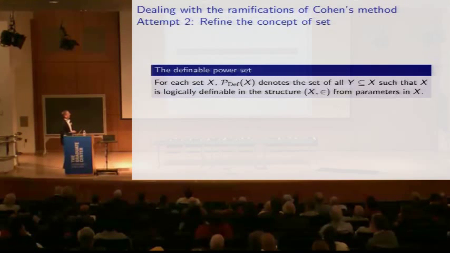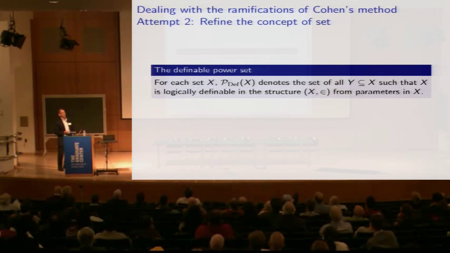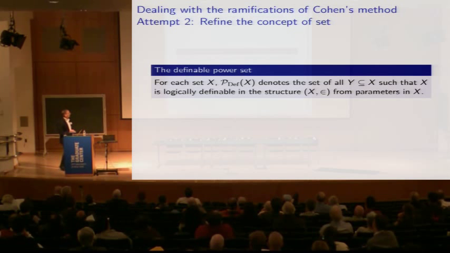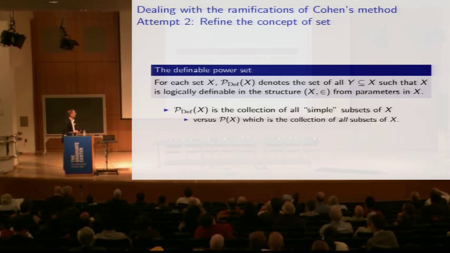Okay, so there's another attempt one might try. Let's refine the concept of set. If you have a set X, the definable power set of X, P-def of X, is the set of all subsets of X which are logically definable in the structure X together with the membership relation with parameters from X. It doesn't really matter the details here, it's just some simpler notion. So it's the collection of all simple subsets of X as opposed to P of X, which is the collection of all subsets of X.